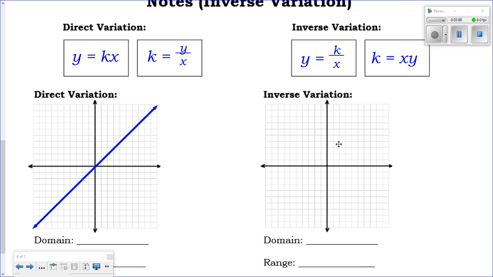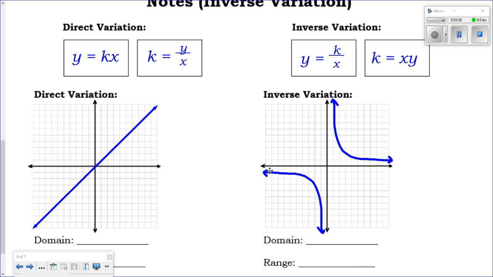And what that graph looks like, it looks a little weird. It looks like this. It's the inverse variation graph where there's what we call a vertical asymptote at 0 and a horizontal asymptote at 0. Basically, these lines get closer and closer and closer to the y-axis and closer to the x-axis, but they never actually cross the x-axis.